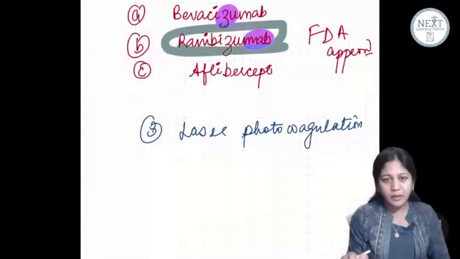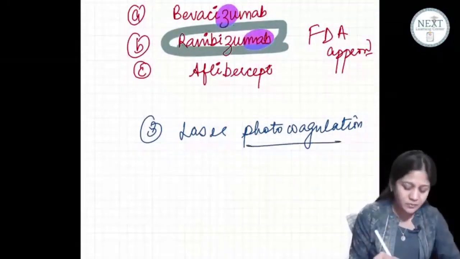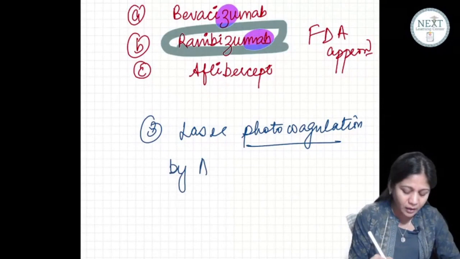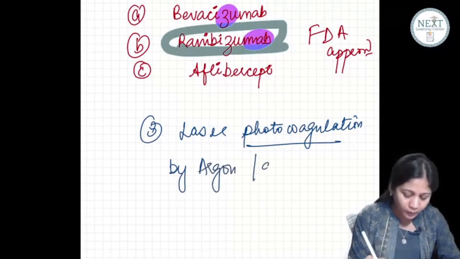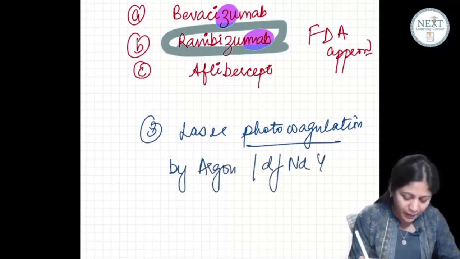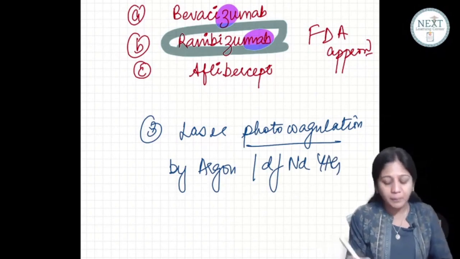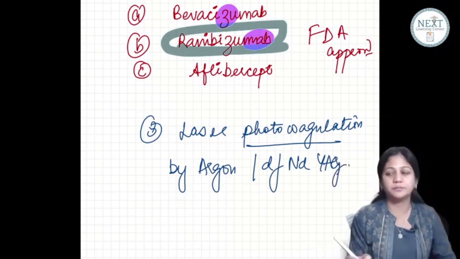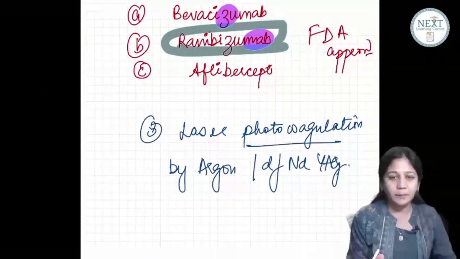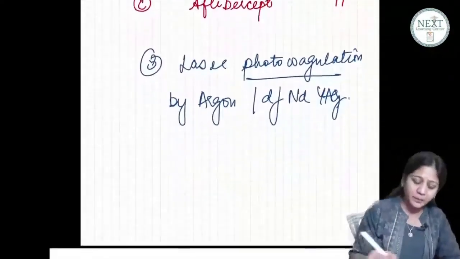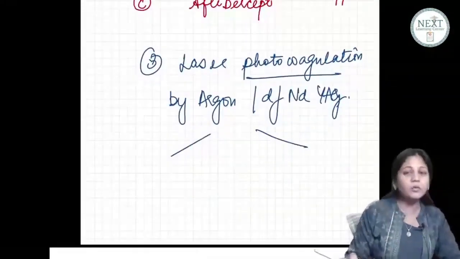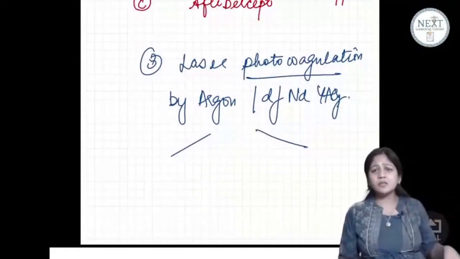Okay? Laser photocoagulation. So this laser photocoagulation is done by the argon laser or by double frequency ND-YAG. DF is double frequency ND-YAG. Double frequency ND-YAG. Okay?